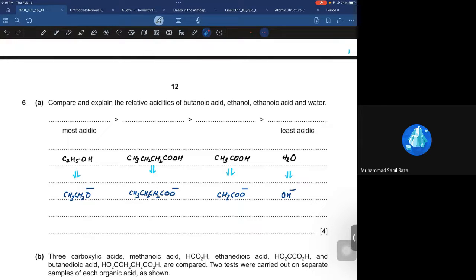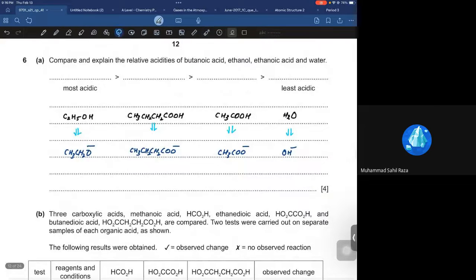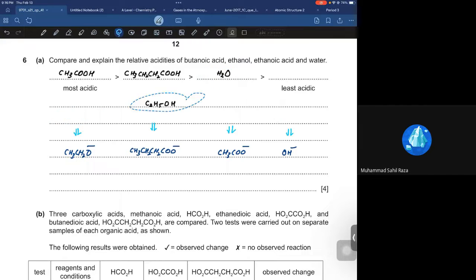The most acidic is ethanoic, then butanoic, then water, then ethanol, since alcohol is the least acidic. So I'm supposed to arrange in such a way that first of all this is, then secondly it would be this, third one would be this, and the fourth one would be this. Let me explain this.